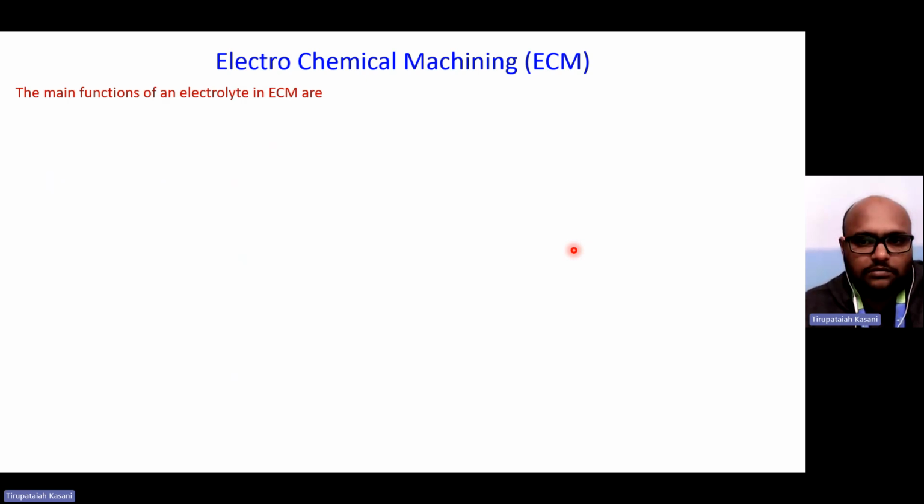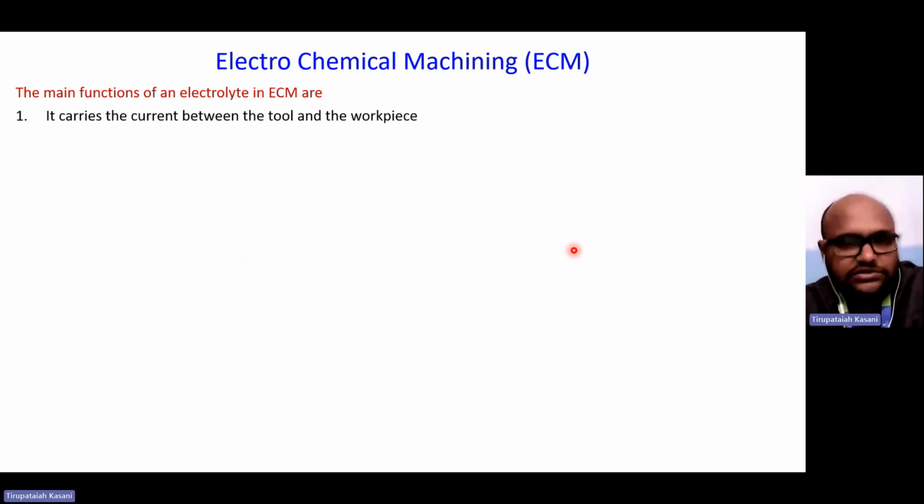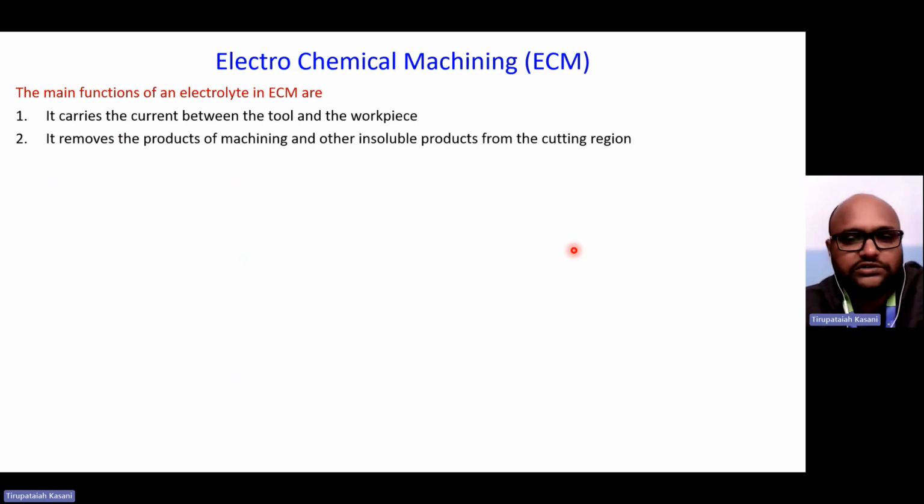Electrochemical machining process: the main functions of an electrolyte in ECM. What are the functions of this electrolytic medium? It carries the current between the tool and the workpiece. That is obvious. It removes the products of machining and other insoluble products from the cutting region. See here, machining products are the chips or any other compounds that are formed in the machining zone due to the machining process, and all those will be taken away from the machining zone.